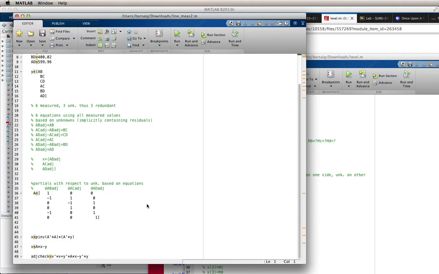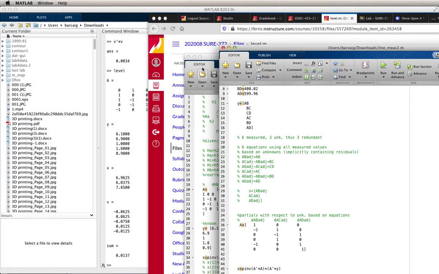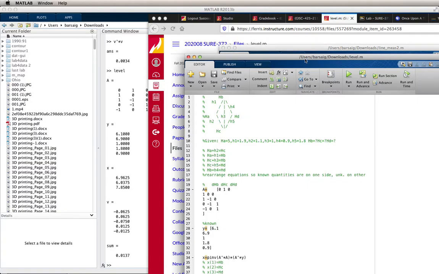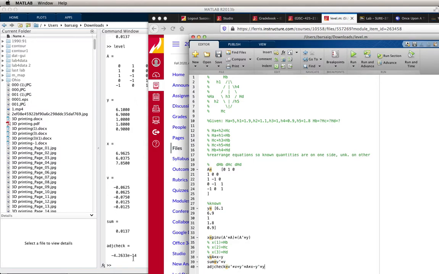And let's calculate our adjustment check from a previous example. I'll just copy it. Paste it in here. Our adjustment check is a small number, the residual is a small number, the sums of the squares of the residuals are small. So it looks like it worked fine.